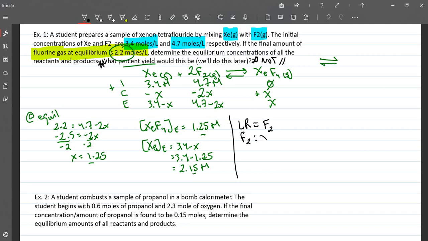Okay, so fluorine and xenon tetrafluoride exist in a 1:2 ratio in this reaction. So we can say, therefore, the concentration of xenon tetrafluoride, according to this mole ratio, would be 4.7 divided by 2 because it exists in a 1:2 ratio, or 2:1 ratio, reading left to right. So that will give us a value then of 2.35 moles per liter. This is our theoretical amount.